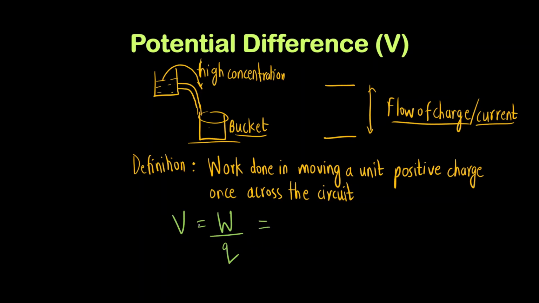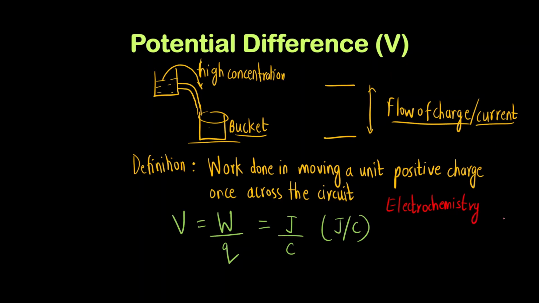So what is the unit of potential difference? It is joule per unit of charge, which is coulomb. So we say joule per coulomb. This is going to be helpful to us in electrochemistry. That is why this is important from the chemistry point of view as well.